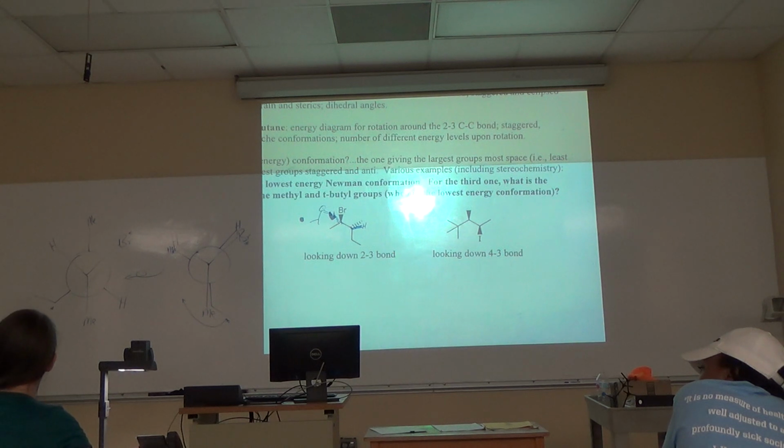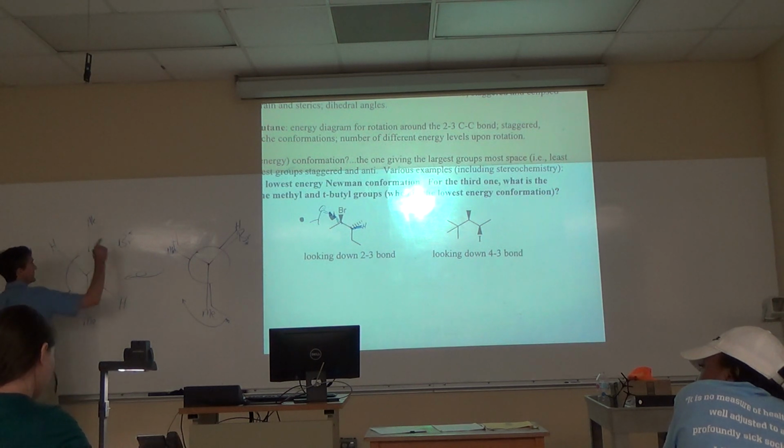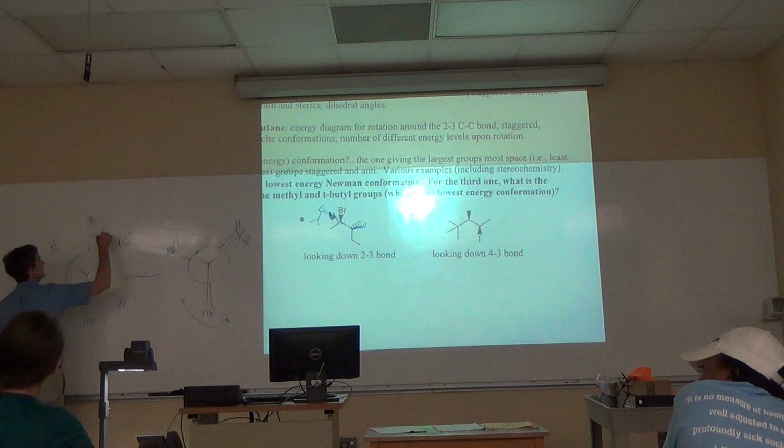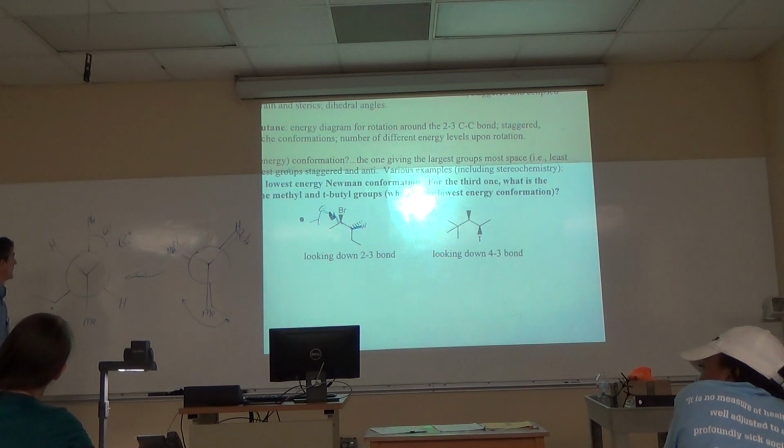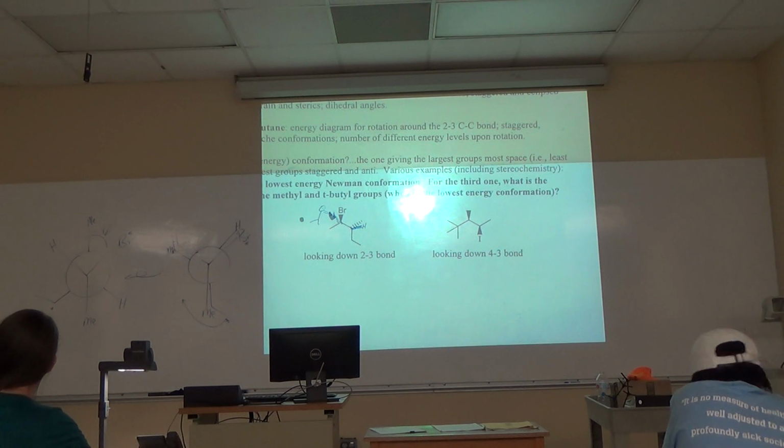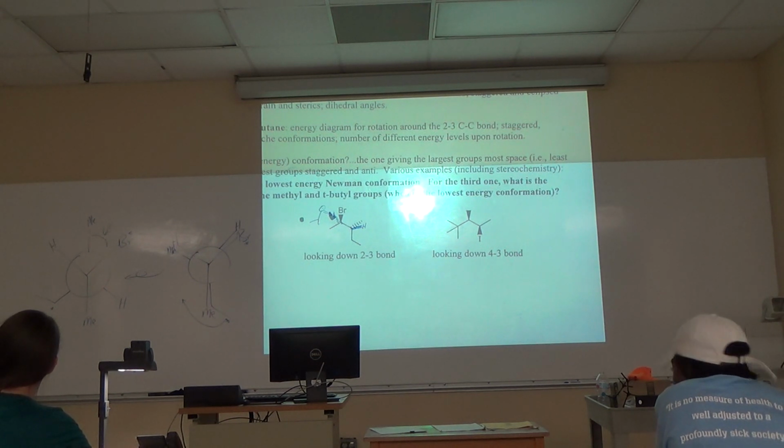We've gone through the process. And now we can answer questions like this. What's the dihedral angle between the bromine and the methyl? 60 degrees. What's the dihedral angle between the two methyls? 180. Which groups are gauche to the ethyl?